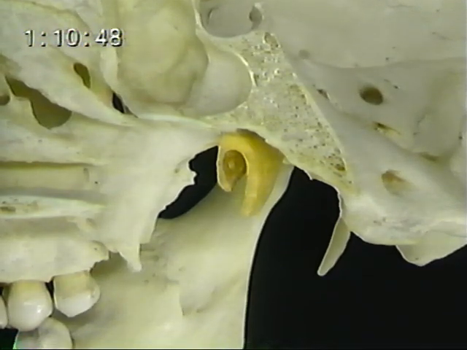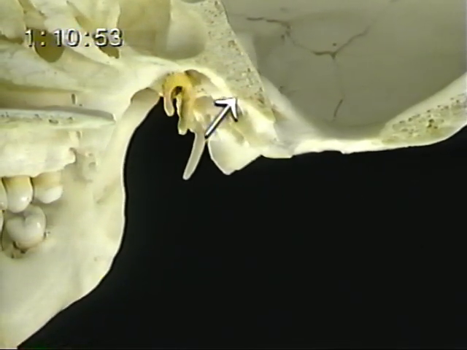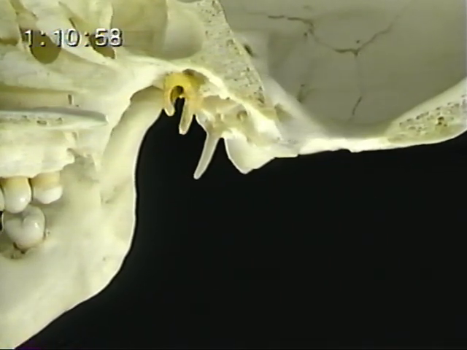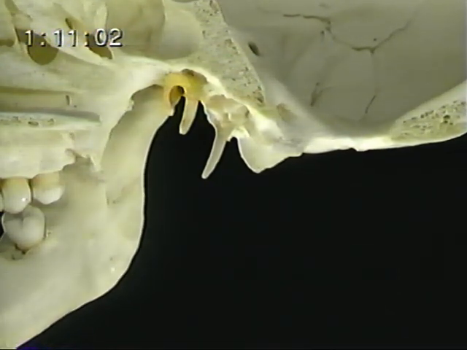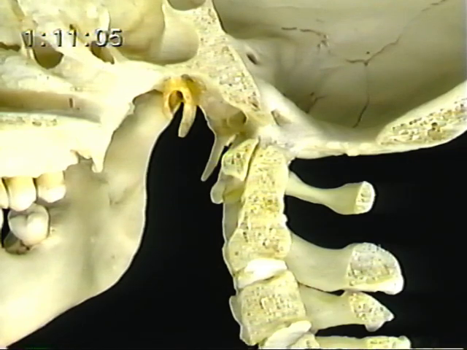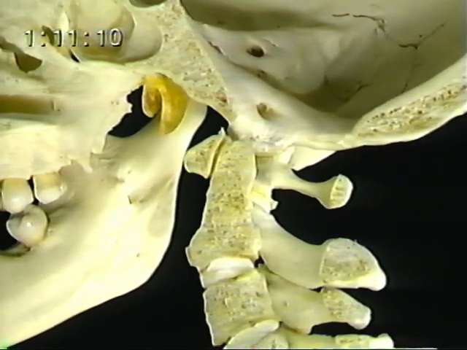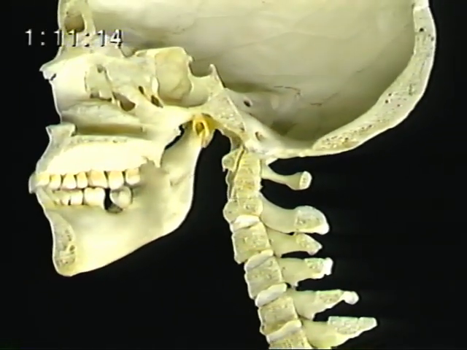The roof of the nasopharynx, formed by the underside of the sphenoid and the basal part of the occipital bone, slopes downward toward the foramen magnum. To complete our picture of the bones around the nasopharynx, we'll add the cervical vertebrae. Here's the anterior arch of the atlas, and here's the odontoid process of the axis. Now, let's review what we've seen of the bony structures that surround the upper part of the air passage.